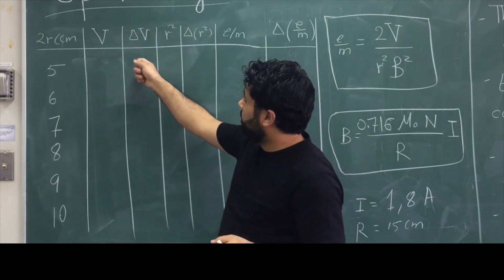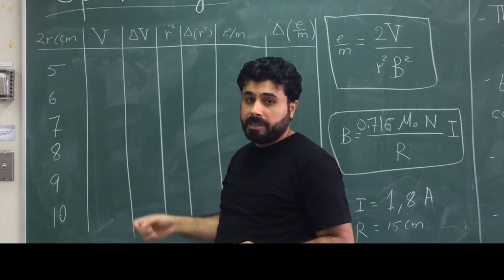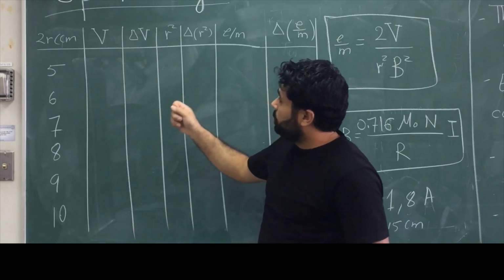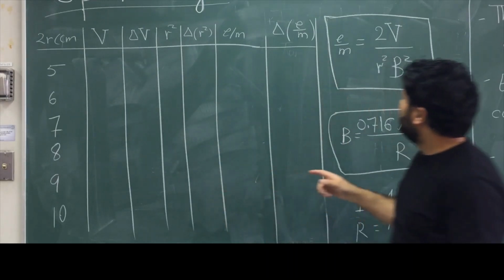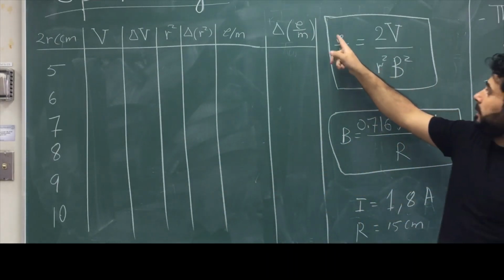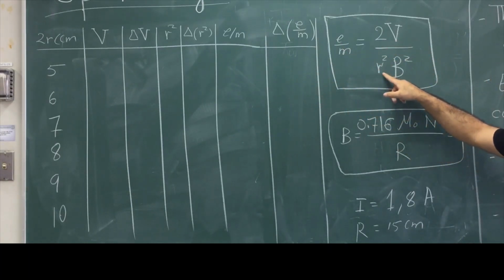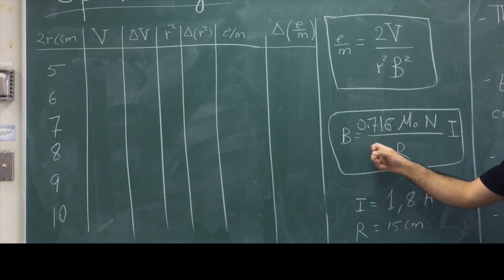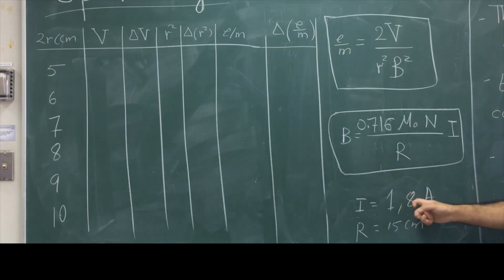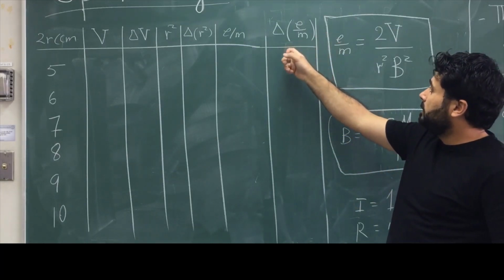After that, we will find delta V. According to our write-up, delta V here is 5% of our V. Then your role is to find R squared and the error in this R squared. Then, according to our equation, you will find e over m, where V is given from the table, R squared from the table, and B squared you have already calculated from this equation, where I will be 1.8 ampere and R 15 centimeters. Then you will find the error in e over m and record it here.